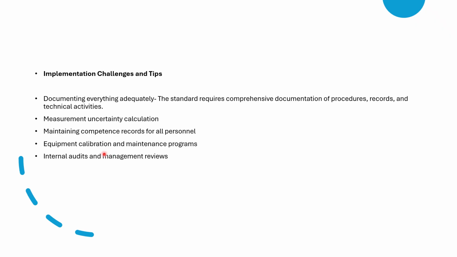Fourth is equipment calibration and maintenance programs. It requires discipline and organization. And the last one is internal audits and management reviews. It often becomes a checkbox exercise rather than a valuable improvement tool. So in my upcoming implementation videos, I'll give you step-by-step guidance, templates and practical examples on how to overcome each of these challenges. You'll learn exactly how to build your quality management system from the ground up so that you're ready for the NABL audit.